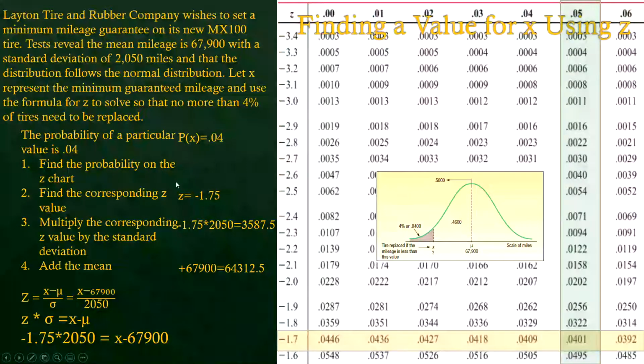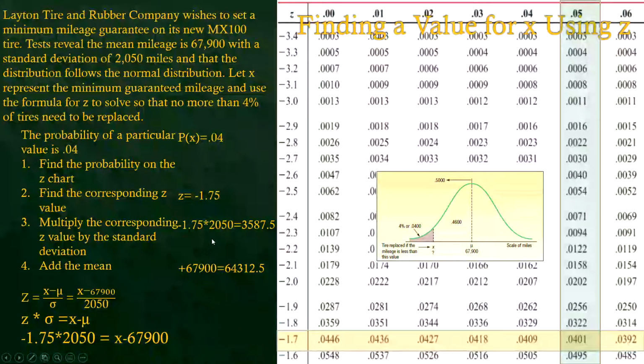And now, since we have the z-value of negative 1.75, step 1, find the probability in the z-chart. Step 2, find the corresponding z-value. Step 3, multiply the corresponding z-value by the standard deviation. Why am I doing that? Well, the reason is because I'm following the z-score formula. The z-score formula is z equals the observation minus the mean over the standard deviation. So if you multiply the standard deviation to z, then z multiplied by the standard deviation equals the observation minus the mean. So we're multiplying the z-value by the standard deviation, which gives us 67,900.